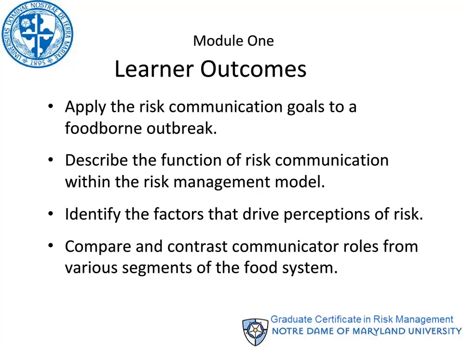The learner outcomes for Module 1 are to learn to apply the risk communication goals. We'll be using the example of a foodborne outbreak. A second outcome is to describe the function of risk communication within the risk management model. Third, identify the factors that drive perceptions of risk. And fourth, compare and contrast communicator roles from various segments of the communication system. Again, we will use food as the basic example.